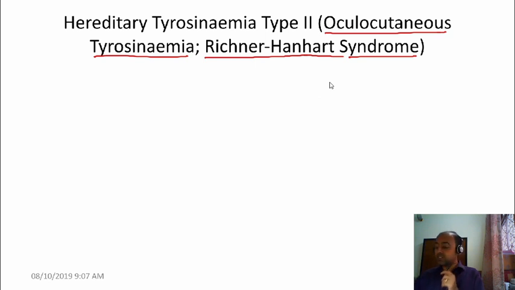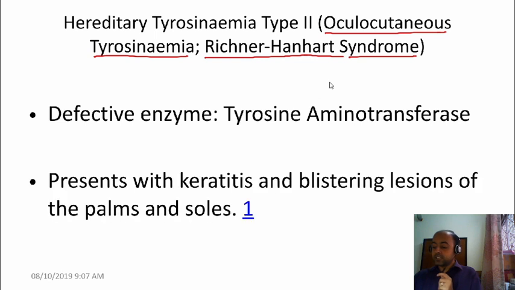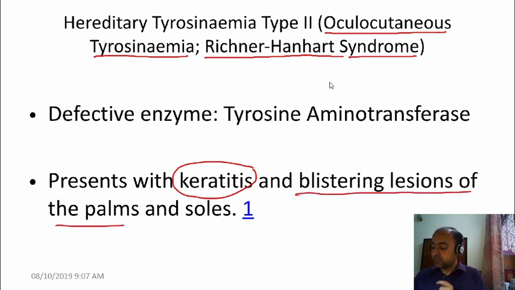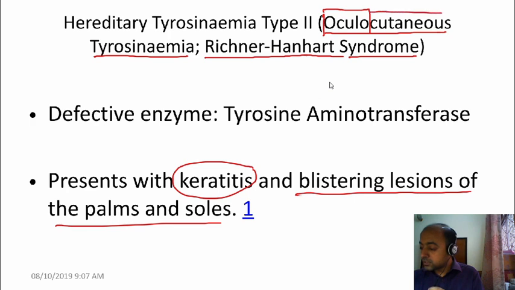It is not as severe as tyrosinemia type 1. What we find here is the keratitis, the eye involvement, and the blistering lesions of the palms and soles. So keratitis is the ocular part, and the blistering lesions is the cutaneous part of the name, the oculocutaneous tyrosinemia. That's tyrosinemia type 2.